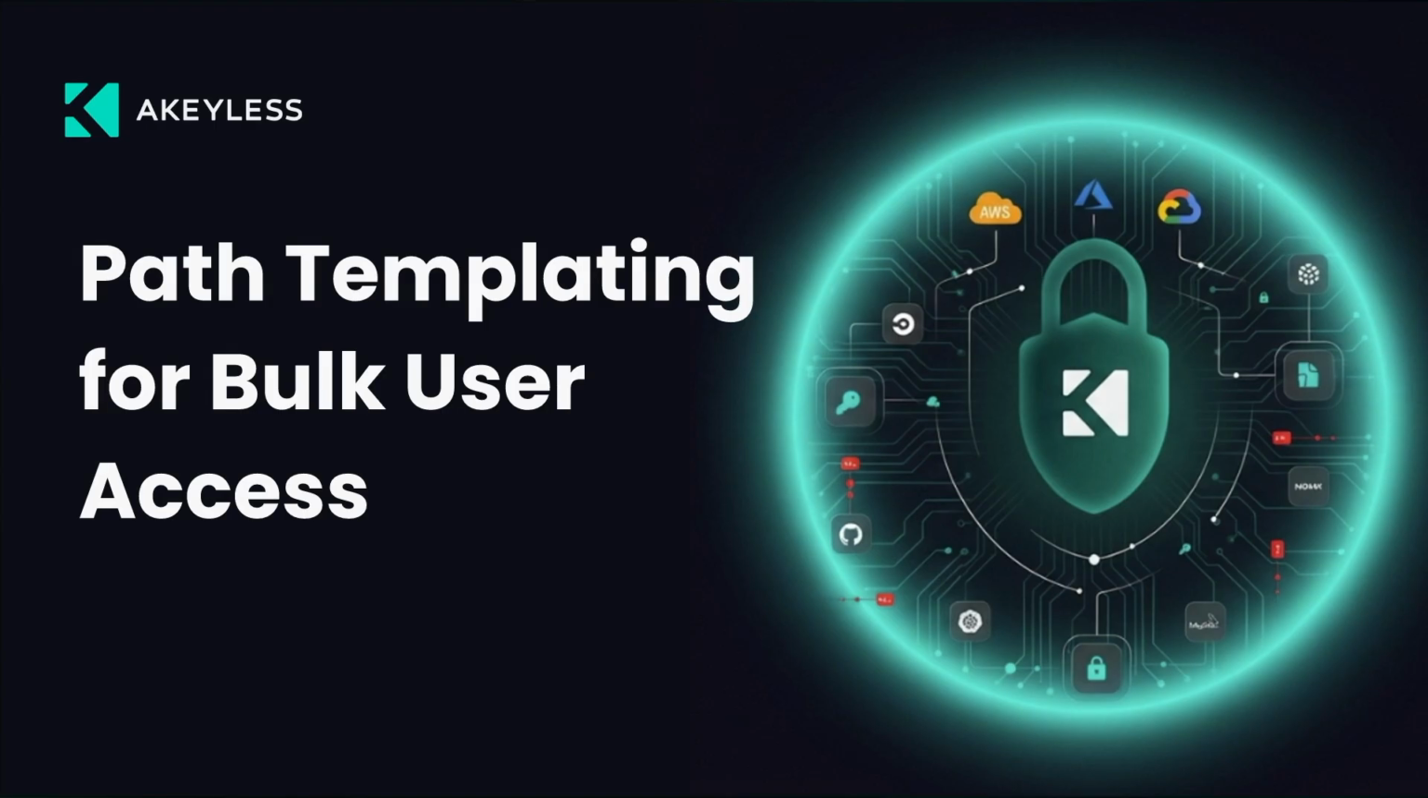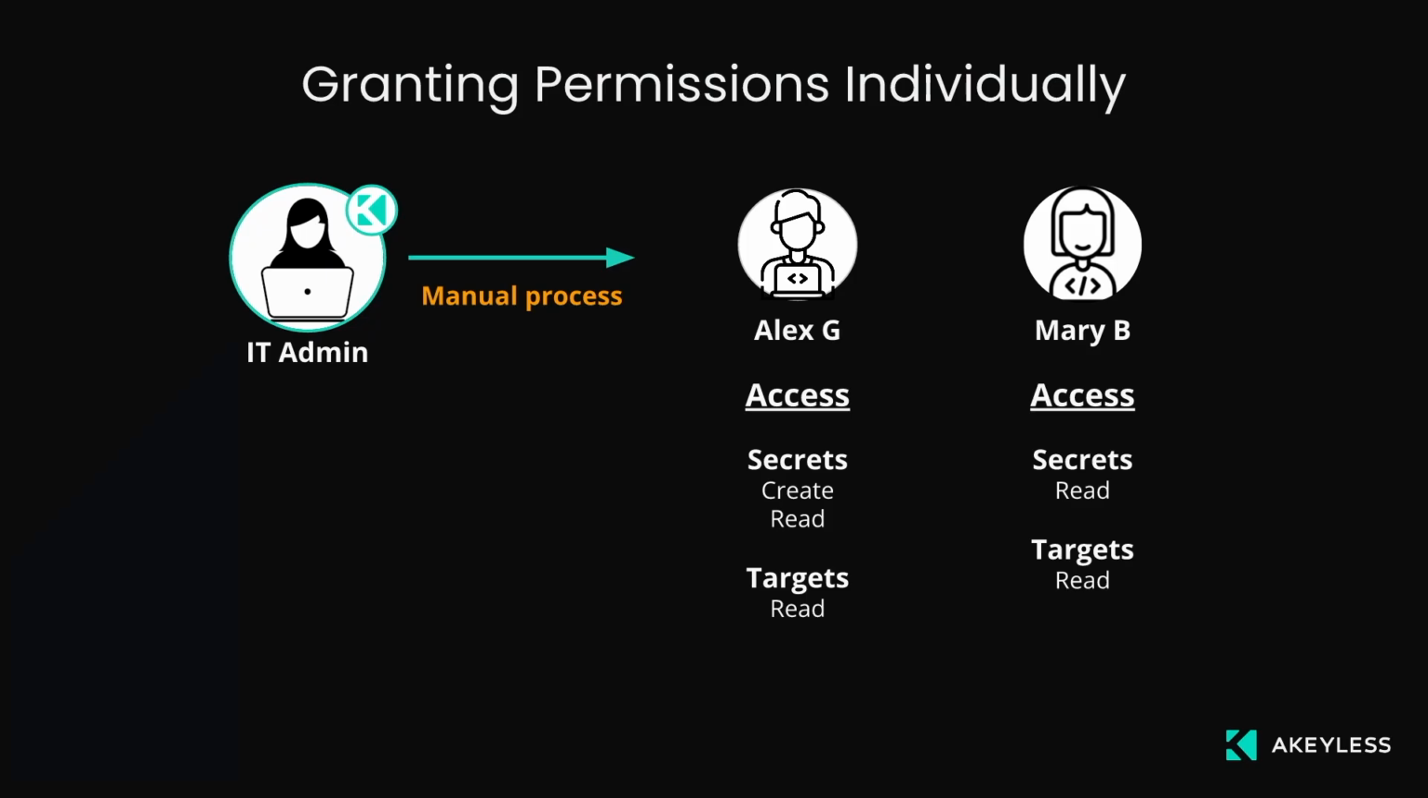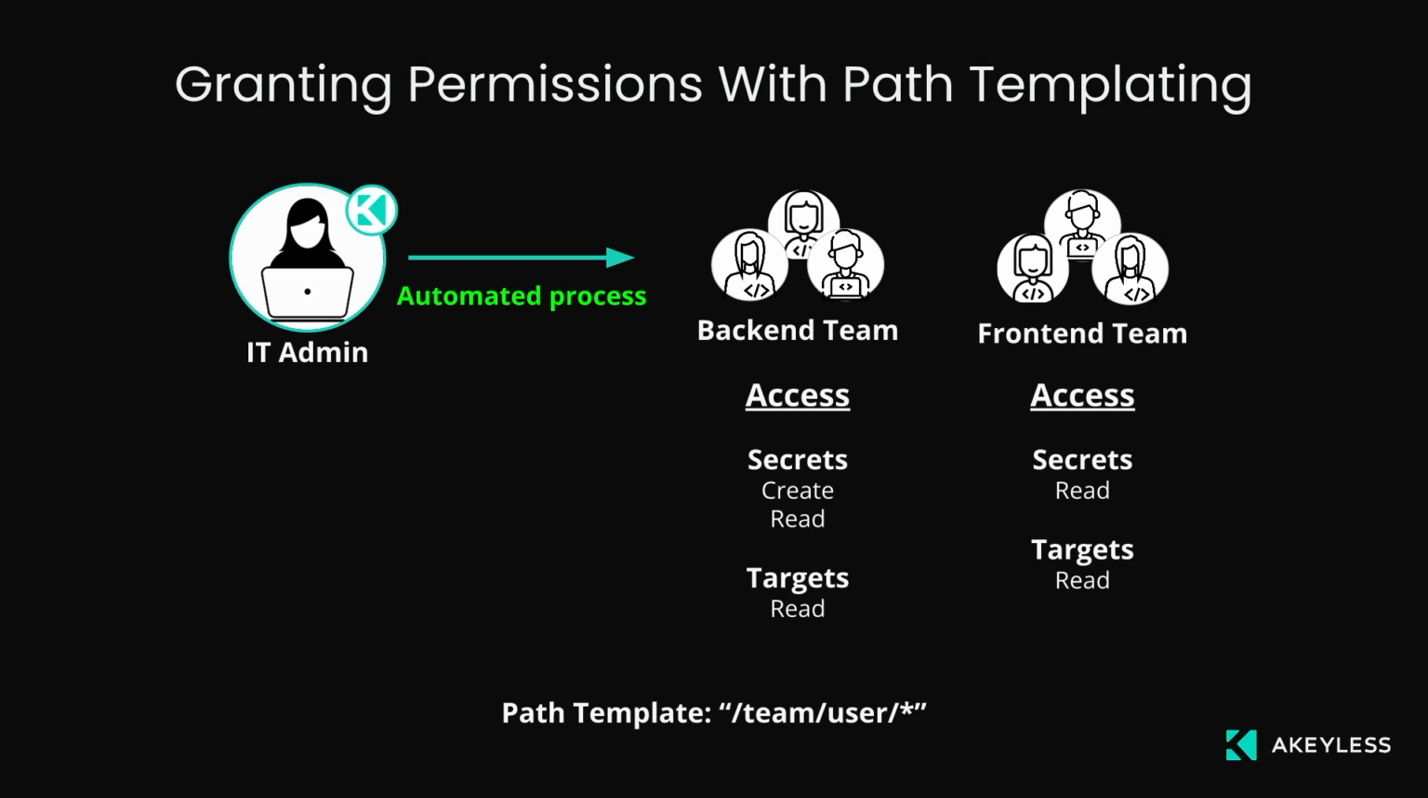In this video, we're going to talk about path templating for granting bulk user access to Akeyless in an automated fashion. There are generally two ways of granting human user access to resources in Akeyless. The first is granting each individual employee their specific access to secrets, targets, and other resources. The second option is to create a template for granting access to users based on their group and username. This is called path templating.